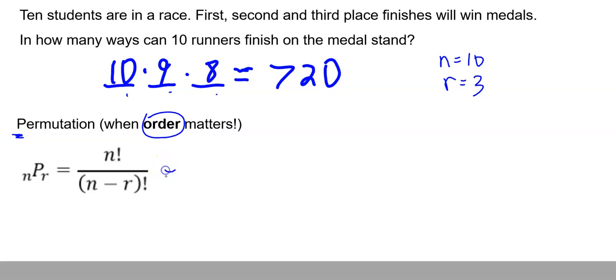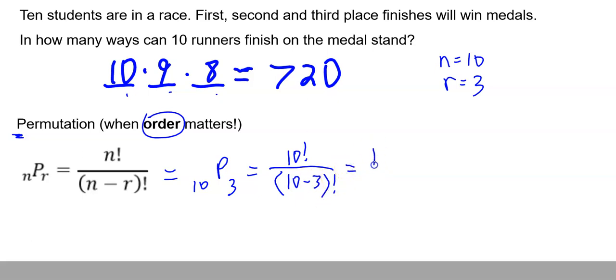And so this would be equal to, if we want to write it this way, 10P3, 10 permutations taken 3 at a time. Now, formally, using the variables, this would be 10 factorial over (10 minus 3) factorial. So that's really 10 factorial over 7 factorial.